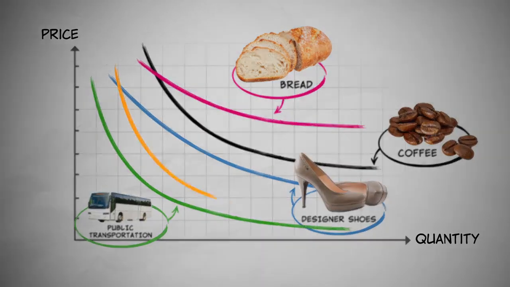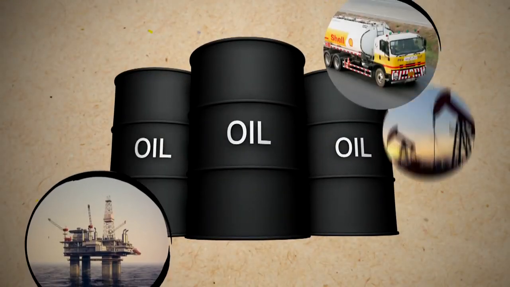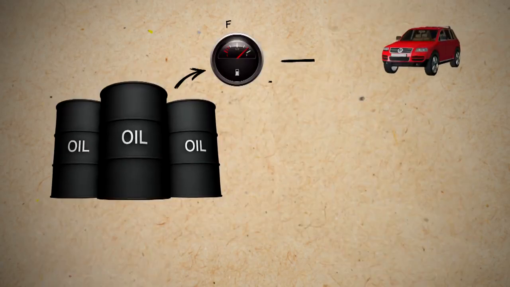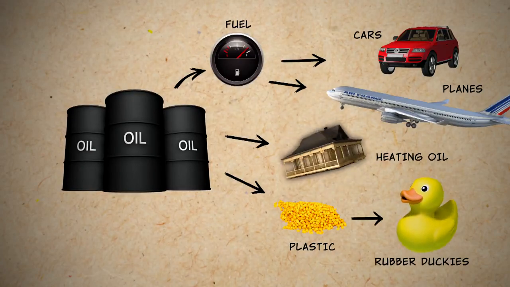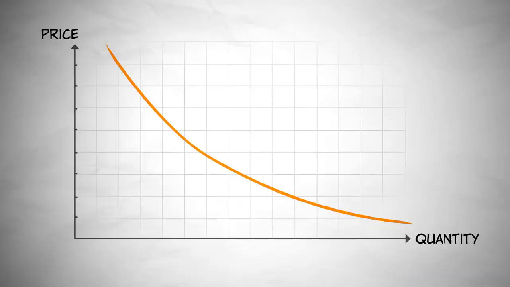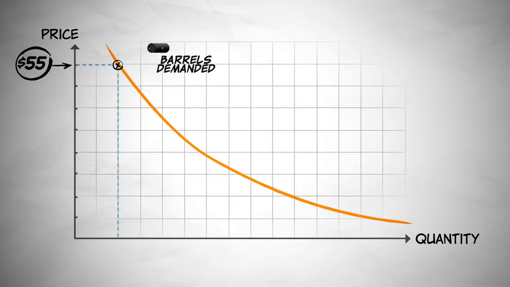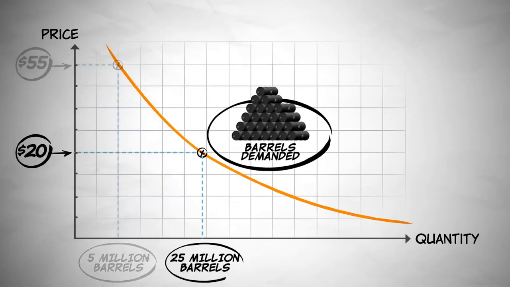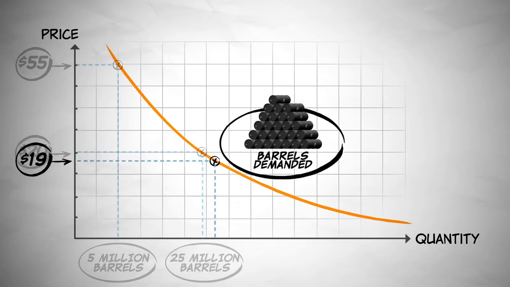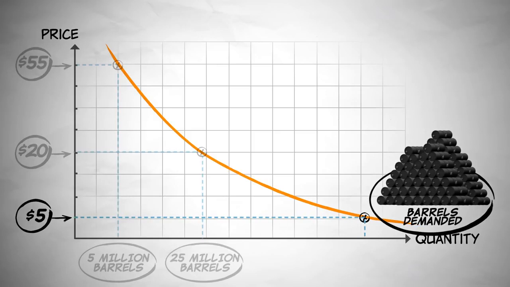So let's look at the demand curve for one of the most important products in the world, oil. Oil is used in a wide variety of products, from fueling cars and planes to heating homes and making plastic for rubber duckies. Looking at the demand curve for oil, we see a familiar relationship between price and the quantity demanded. At a high price, $55 per barrel, there's a relatively low demand, let's say 5 million barrels. At $20 per barrel, 25 million barrels are demanded. As the price goes down, the demand for oil increases. And at $5 per barrel, 50 million barrels of oil are demanded.